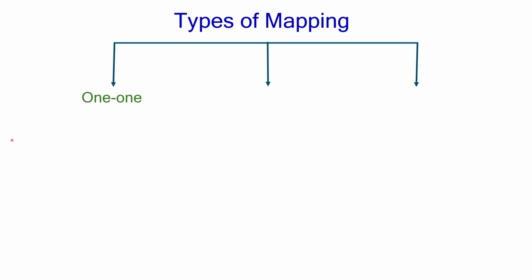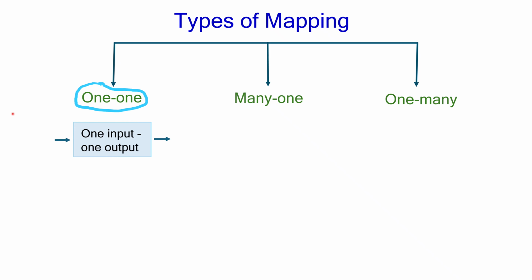Now, next is types of mapping. There are three types of mapping. One is one-one mapping, many-one, and one-many mapping. We will discuss these one by one. First, we will discuss one-one mapping. So, what is the one-one mapping? One-one mapping is where there is one input, one output.